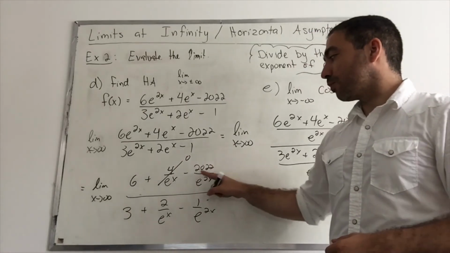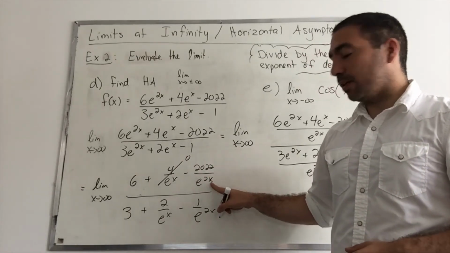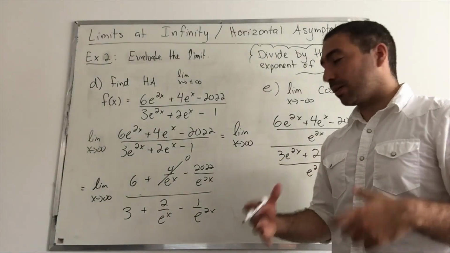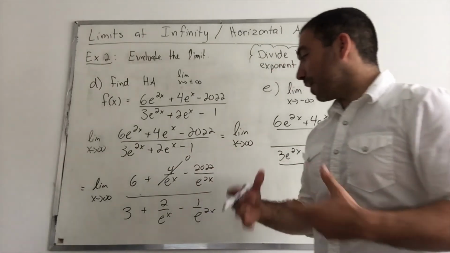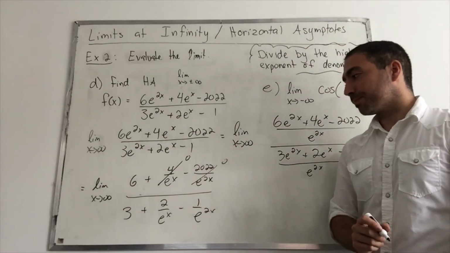And same here, negative 2022 divided by e to the 2x, well, this thing's going to infinity. E to the infinity is again infinity, and we're dividing by infinity. We're dividing by a very large number, which is making the whole number small. So this goes to 0.